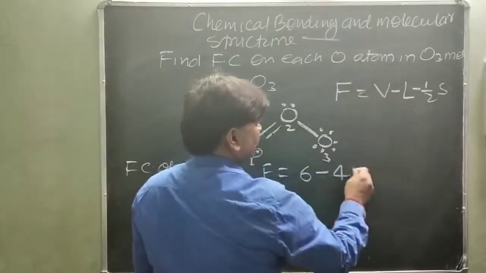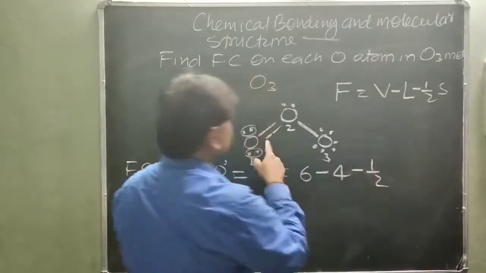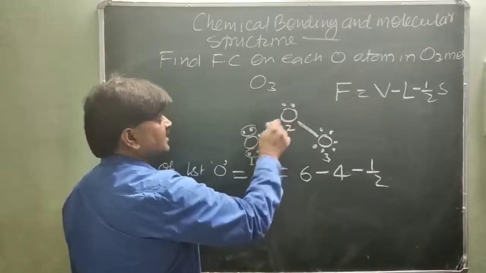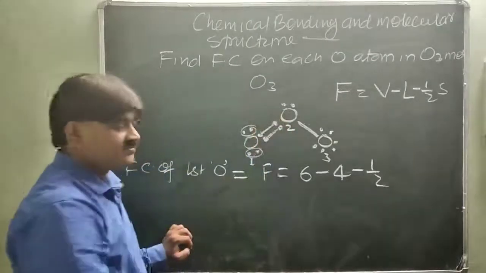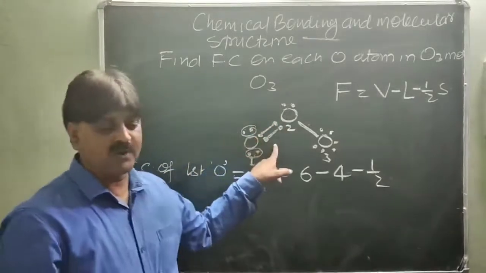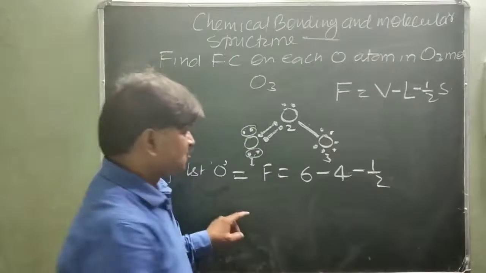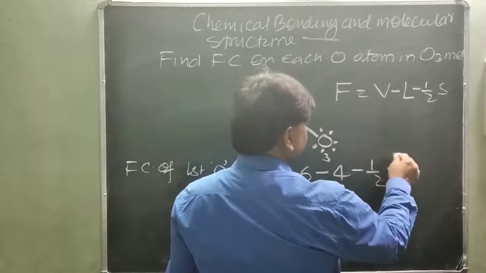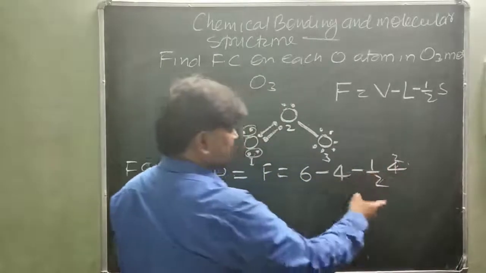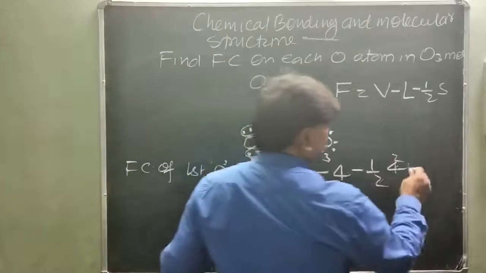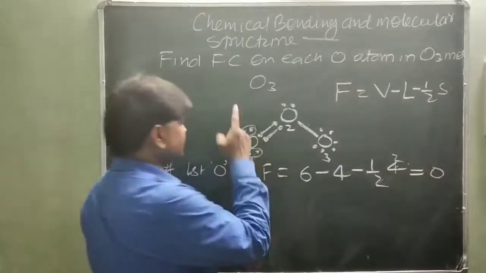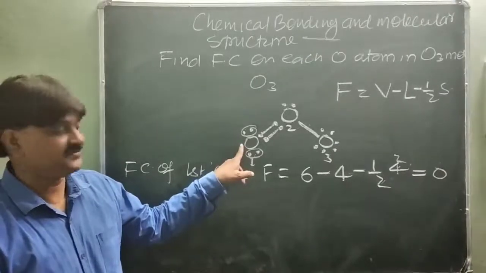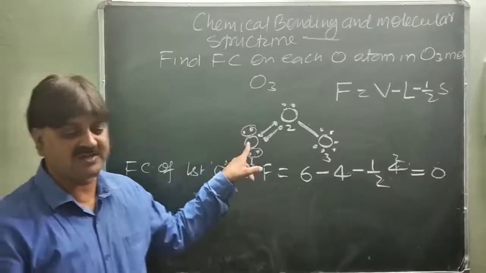Now minus half into shared pair of electrons. How many electrons are shared here? 2 and 2, 4 electrons are shared with each other. With this oxygen and this oxygen, how many electrons are shared to each other? This is 4 electrons. So half into 4, which is 2, minus 4 and minus 2. This is minus 6, and 6 minus 6 is equal to 0. So there is no charge present at the first oxygen. It is neutral, having no charge. You will see here, there is no charge present at this oxygen atom.